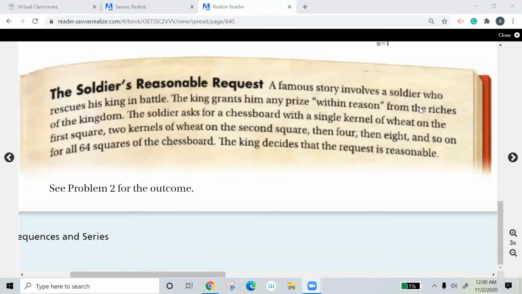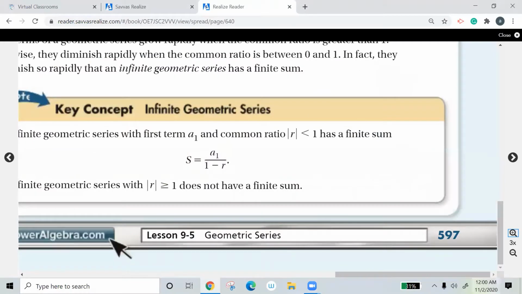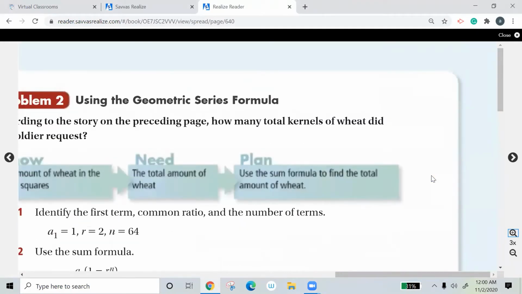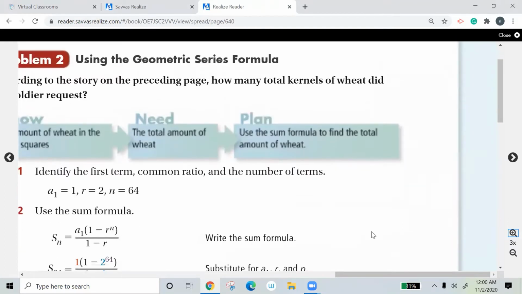Good day. Okay, let us continue our discussion. This is from 9-5 geometric series, and we stopped last time at problem number 1, guide 1, letters A and B. So this time we will discuss problem number 2. This is about using the geometric series formula.